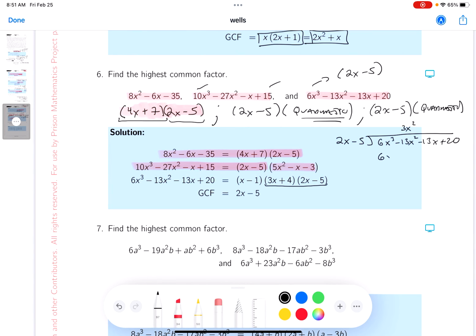This is going to be 6x cubed minus 15x squared. Subtract, you get 2x squared minus 13x plus 20. And then I'm going to say plus x. That would give me 2x squared minus 5x. What do you get there? You would get minus 8x plus 20. Well, I'm going to say minus 4 now. And that would give me minus 8x plus 20, remainder 0. So I would get that. And by the way, I think I would stop there. All right. But what I notice about that is it's also factorable.